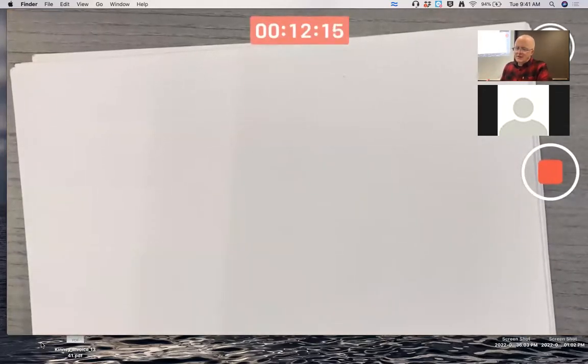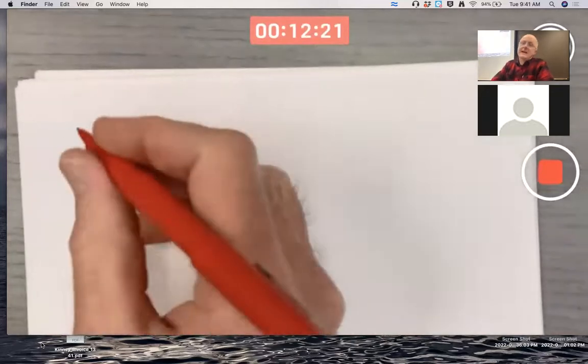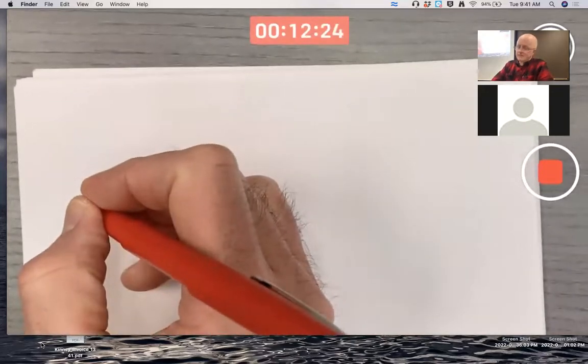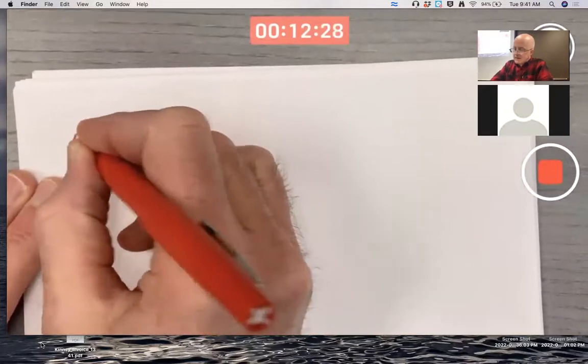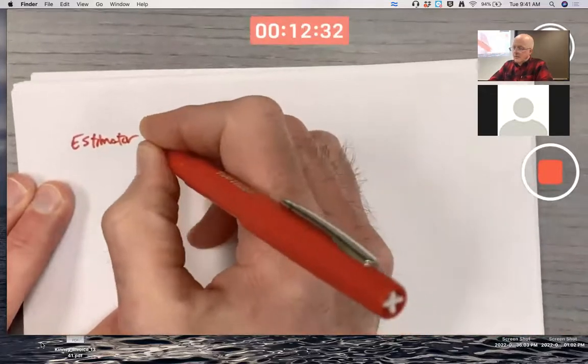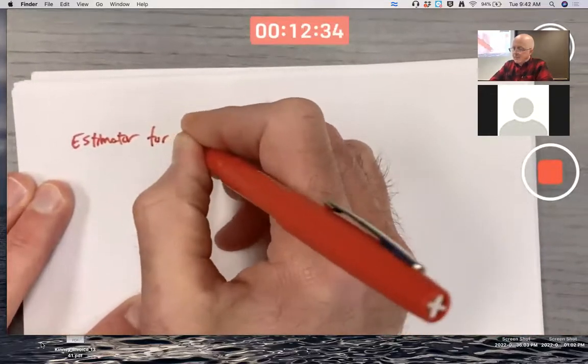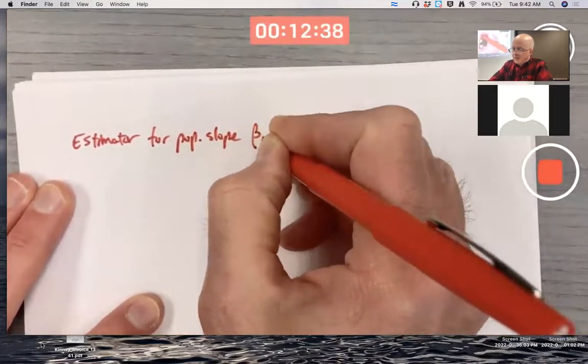So let's just jump right into it. Let's think first about the statistic to estimate the population slope. So again, here's the estimator for the population slope, beta 1.